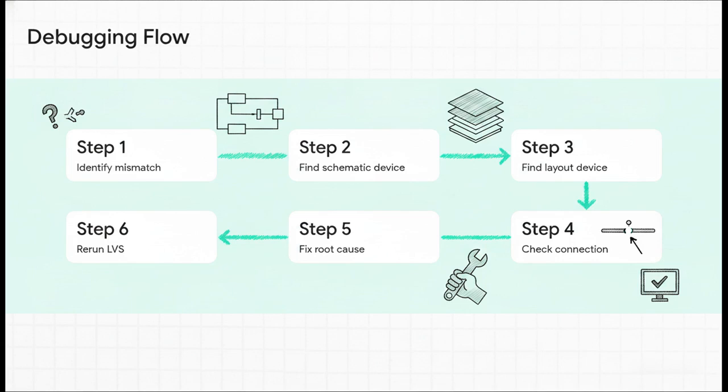Step 4 is where the magic happens. You trace that highlighted physical connection in the layout. Follow the metal path visually with your eyes. You will almost always find the exact microscopic spot where a via is missing or where a wire stops just 1 single nanometer short of a contact. Step 5, fix that specific root cause. And step 6, rerun LVS. This systematic approach transforms debugging from a total nightmare into a highly targeted operation.